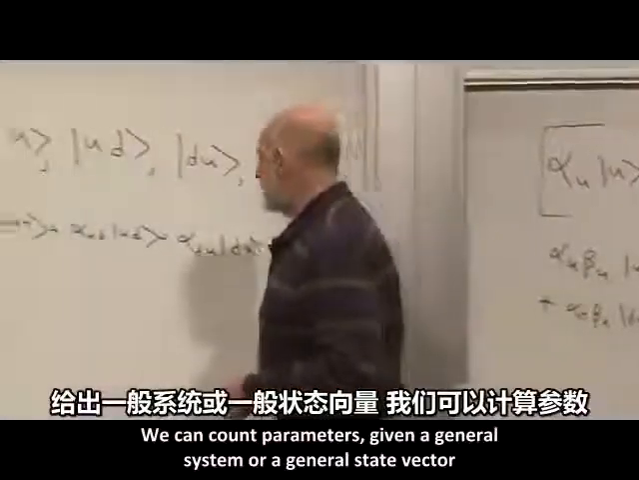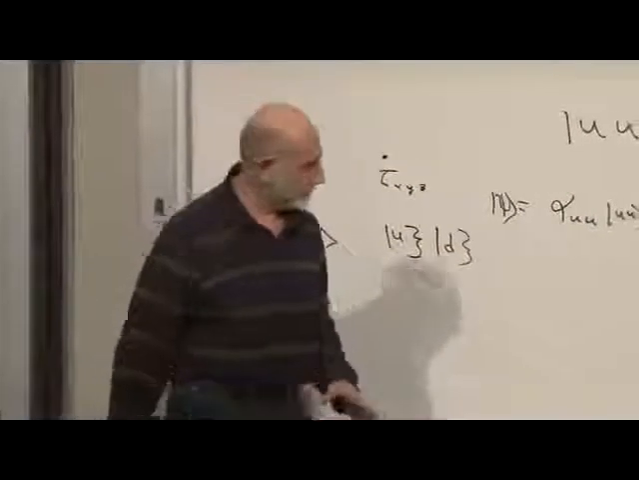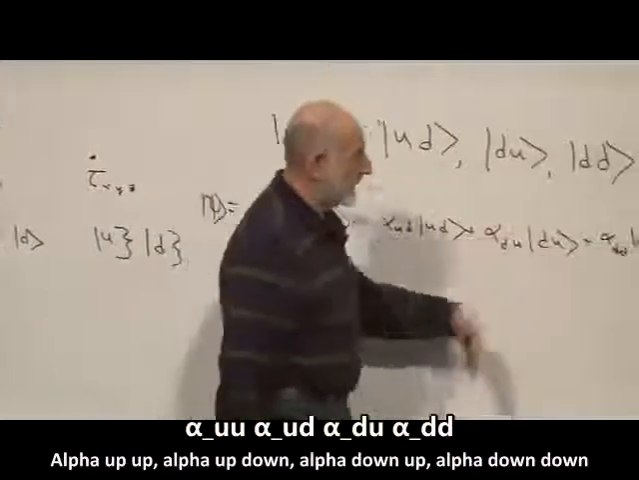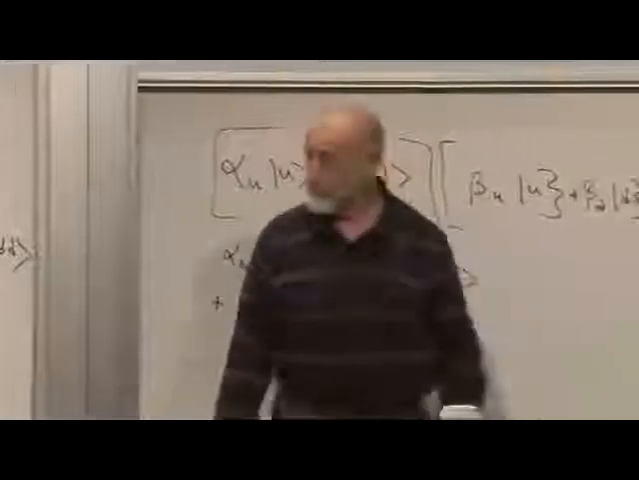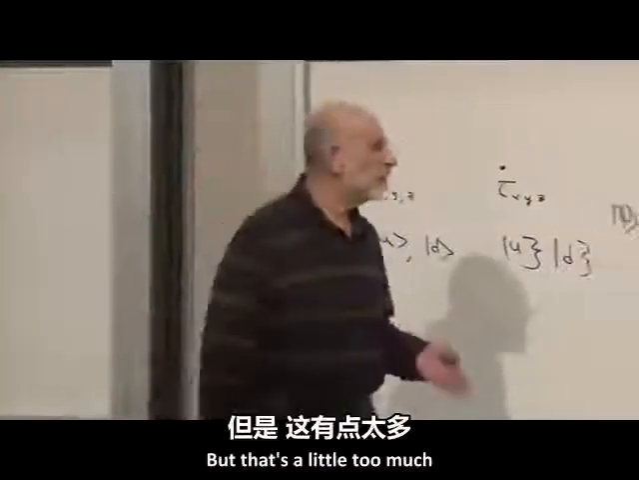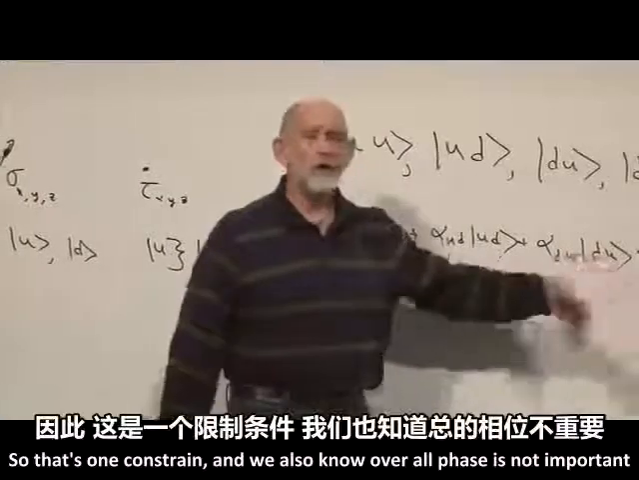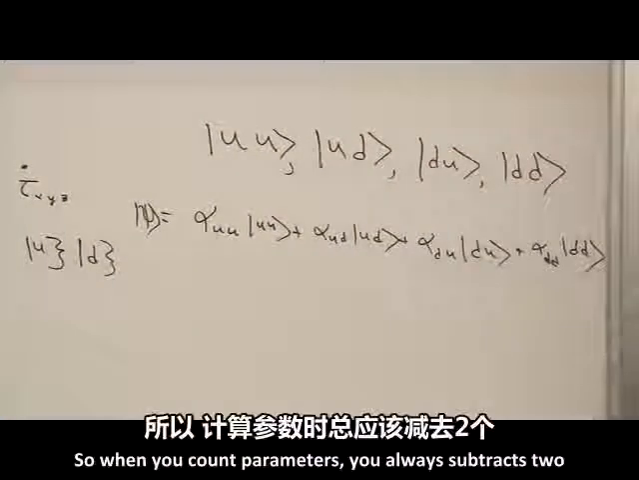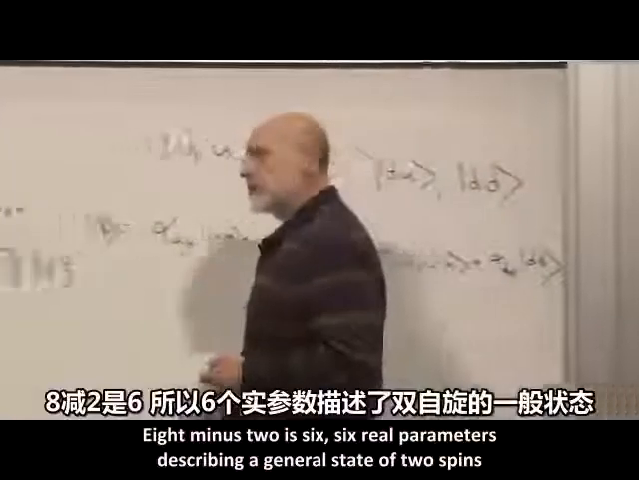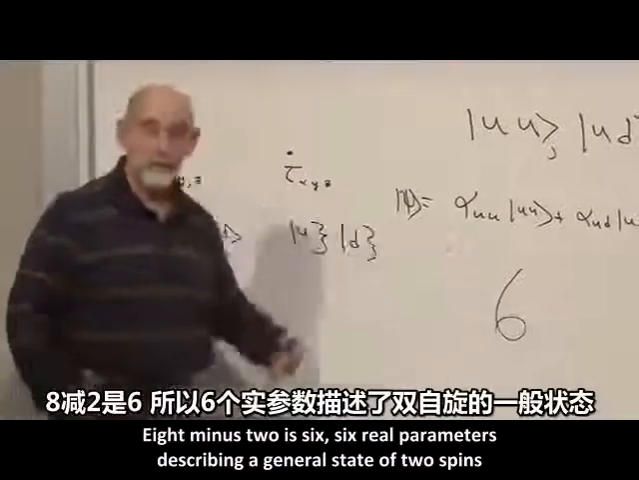Given a general system, a general state vector, how many independent parameters does it take to describe it? And the answer is 4 complex numbers. Alpha up, up, alpha up, down, alpha down, up, alpha down, down. I am not assuming that it has this special form. Just general 4 numbers. 4 complex numbers is 8 real numbers. But that's a little too much, because we should assume that the state is normalized. So that's one constraint. And we also know the overall phase is not important. So when you count parameters, you always subtract 2, one for the normalization and one for the phase. 8 minus 2 is 6. 6 real parameters describing a general state of 2 spins.